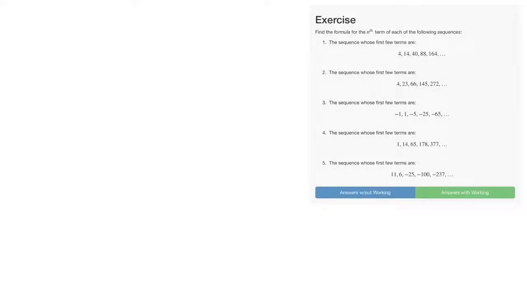We now solve the second question, that's this one here. To begin with, I'll copy out the sequence at the top of the page. The first few terms are 4, 23, 66, 145, and 272. And we're asked to find the formula for the nth term of this sequence.